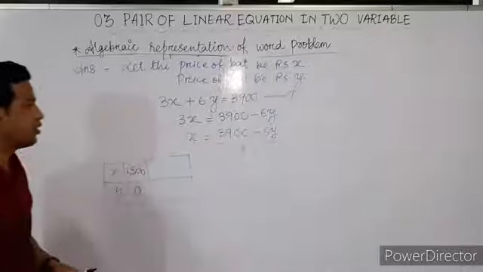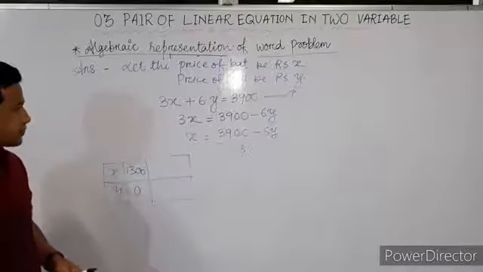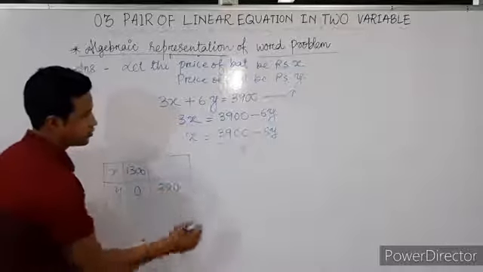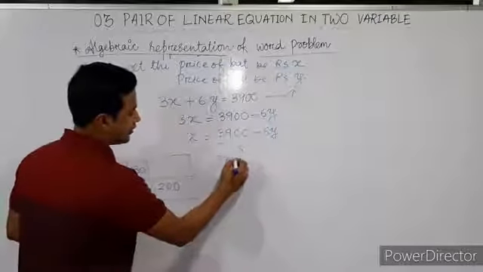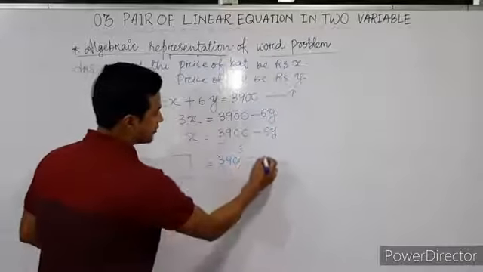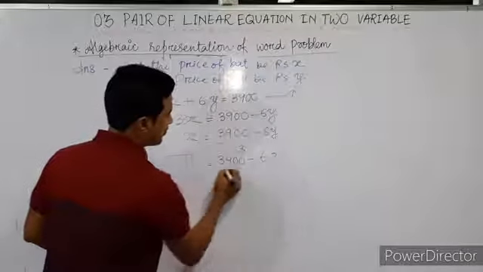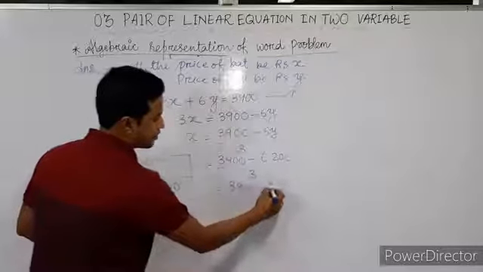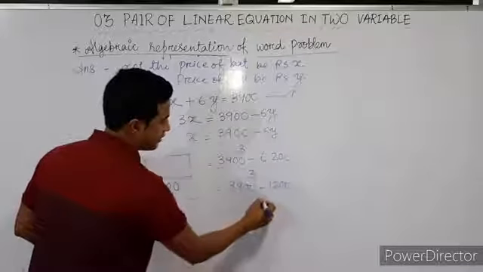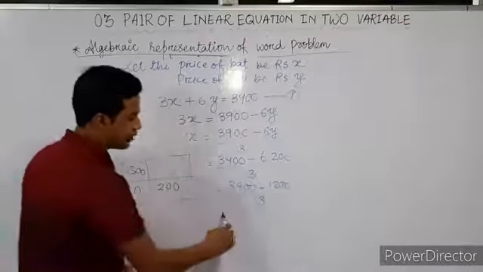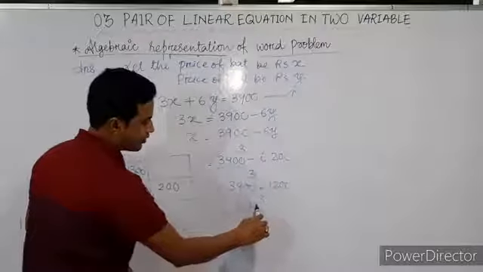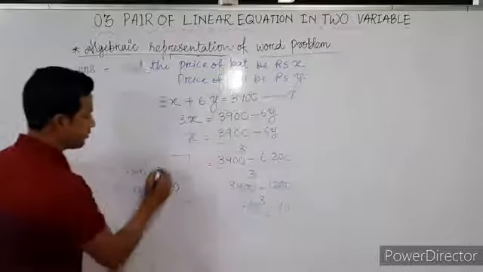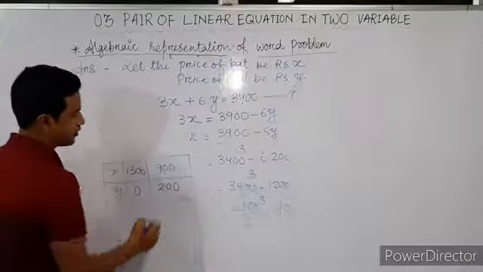Similarly, let's take one more point. Let's take the value of y as 200. So this will be (3,900 minus 6 into 200) by 3. So we got (3,900 minus 1,200) by 3. So this will be how much? 2,700 divided by 3. I got the answer 900. So this is my 900.